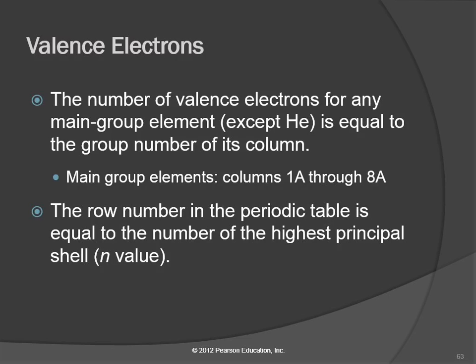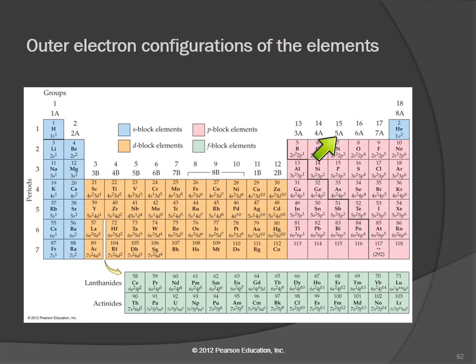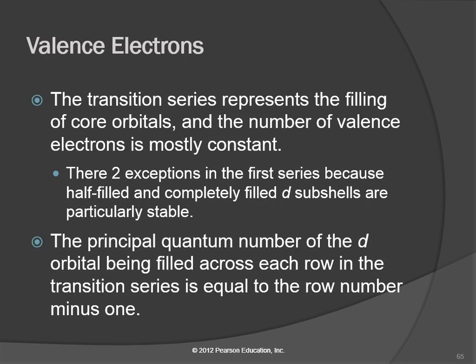Valence electrons for the main group elements is the number of its column. Right? So 5A, all these guys have 5 valence electrons. It doesn't work for the transition elements, and helium, you have to remember, is an exception. Yeah, we'll finish that.